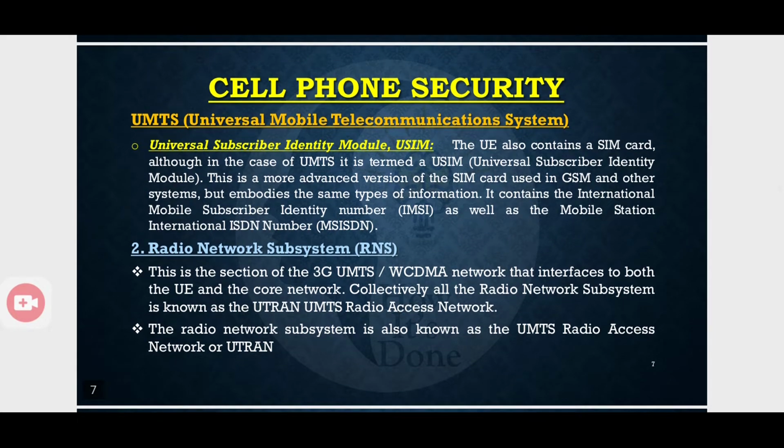Also we have universal subscriber identity module, that is USIM. UE also contains a SIM card. You know about the SIM card. In case of UMTS, it is termed as USIM, that is Universal Subscriber Identity Module. It's actually a more advanced version of the SIM that is used in GSM. In GSM, we are using SIM card, Subscriber Identity Module. But in the case of UMTS, it is termed as Universal Subscriber Identity Module. It's actually an advanced version of SIM card.